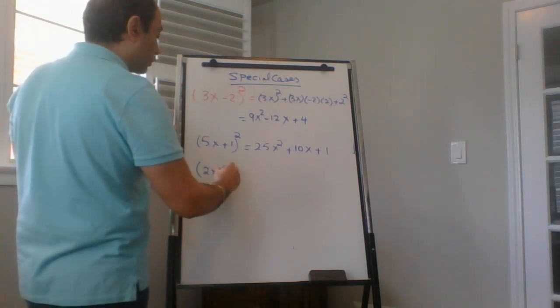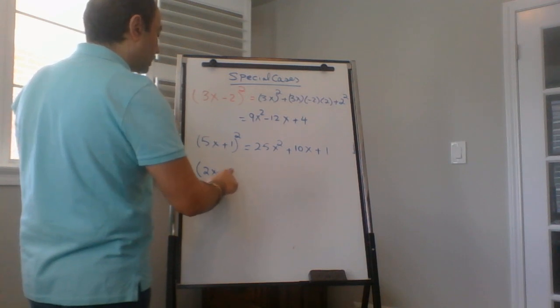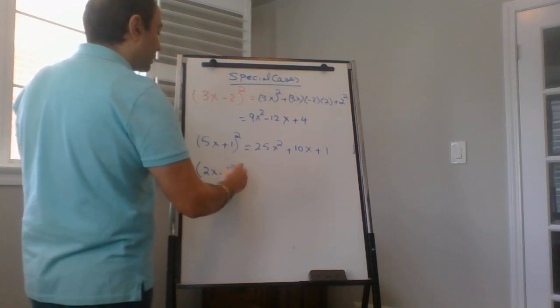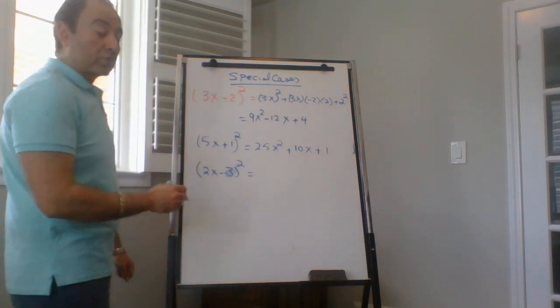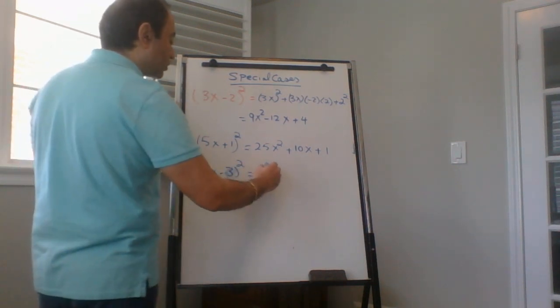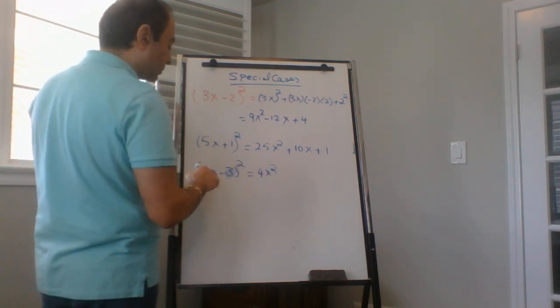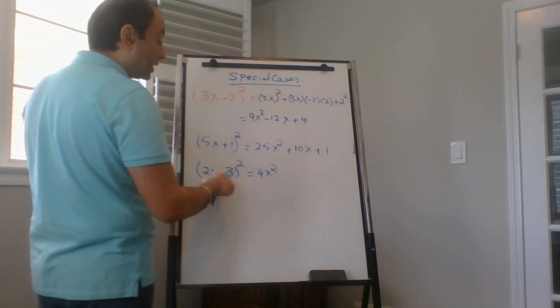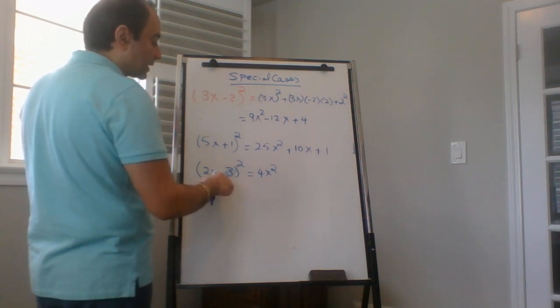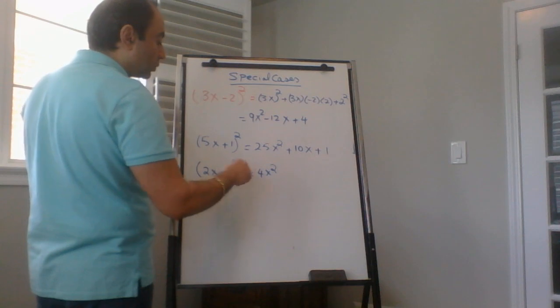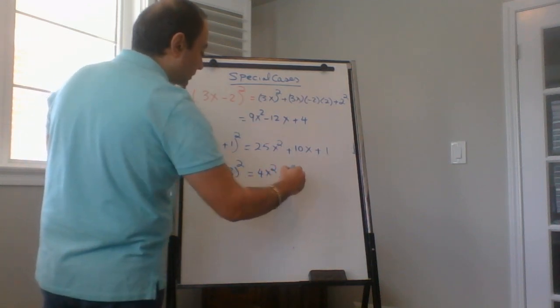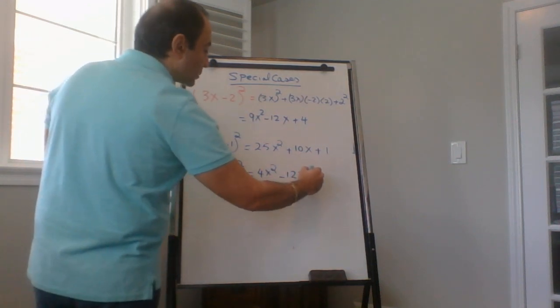2x minus 4, no, let's make it (2x minus 3) squared. Square the first, so 4x squared. First times second times 2: 2x times negative 3 is negative 6x, times 2 is negative 12x. Square the second, that's plus 9.